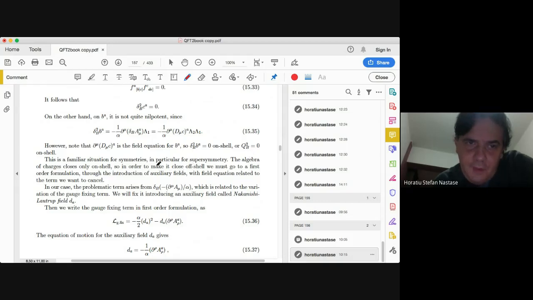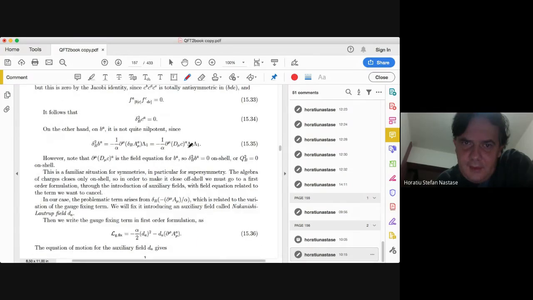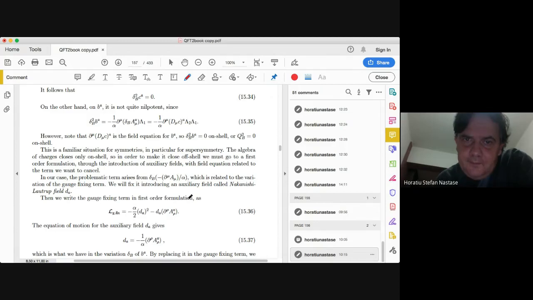So we know how to make this close off shell. We must first go to a first order formulation by introducing some auxiliary field, and the auxiliary field must be such that it must equal the field equation that we want to vanish. So in our case, what we found non-zero was this term. So the second variation meant the first variation of d mu A mu lambda. And this thing was the gauge fixing term.